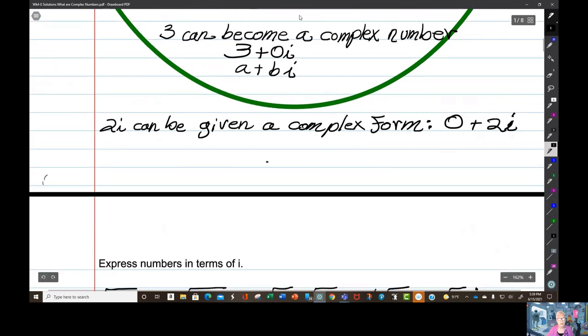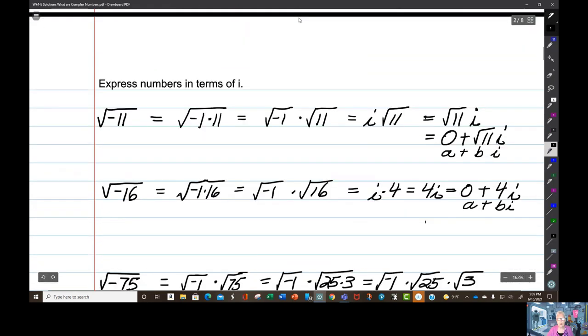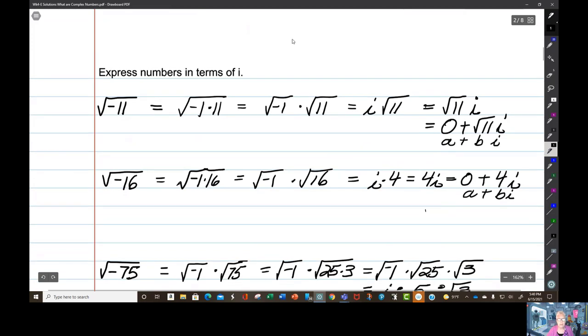This will all make more sense to you as we go along. The first thing we're going to do is express numbers that don't exist in the real number system in imaginary form. Take the square root of negative 11. Change negative 11 to negative 1 times positive 11. Then take the square root of negative 1 times the square root of positive 11.